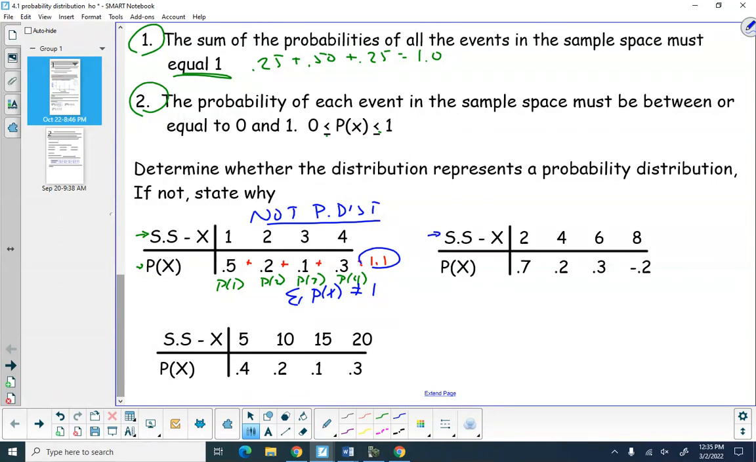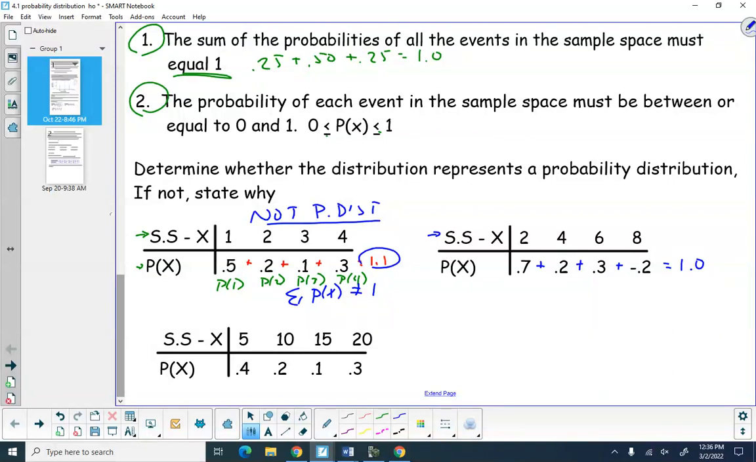My second scenario. My outcomes are, I can get either a 2, 4, 6, or 8. I can get a 2, a 4, a 6, and an 8. The probability of each one of these outcomes is listed below. Is this going to be a probability distribution? If not, why not? That's exactly correct. If I add these up, they add up to 1. I'm good with that one.